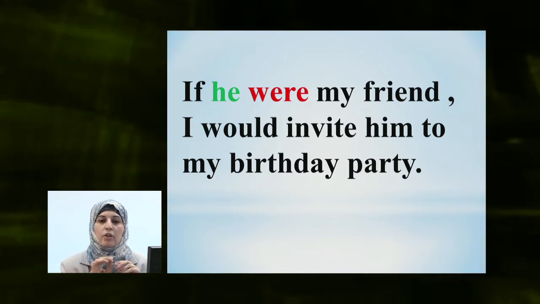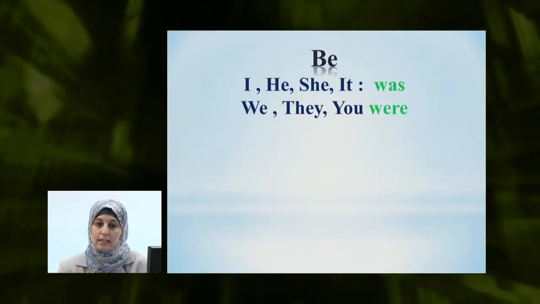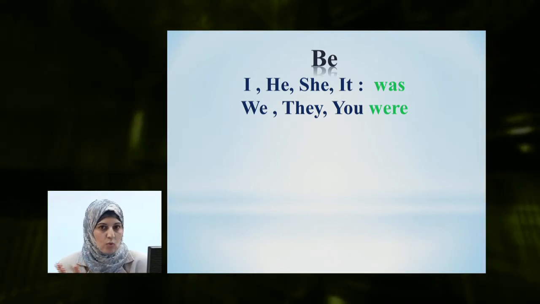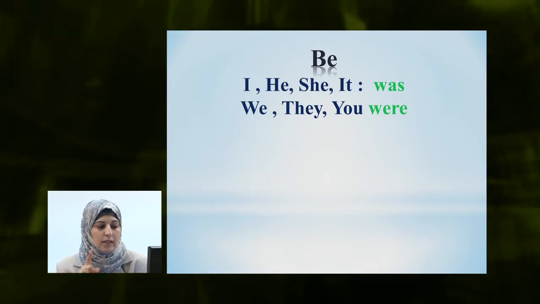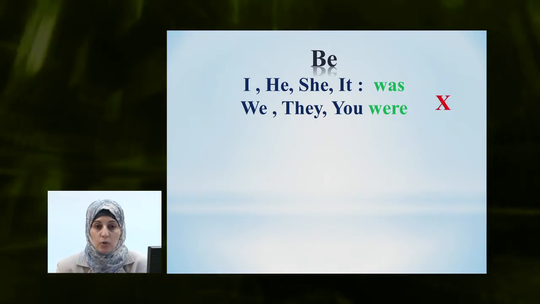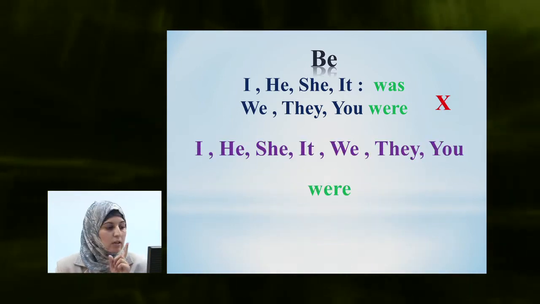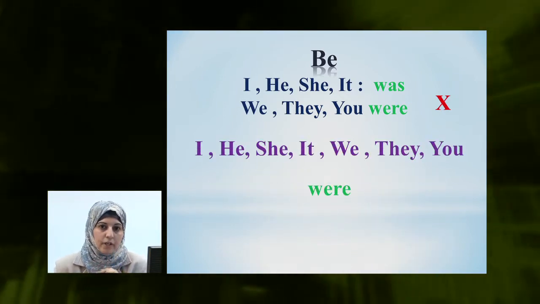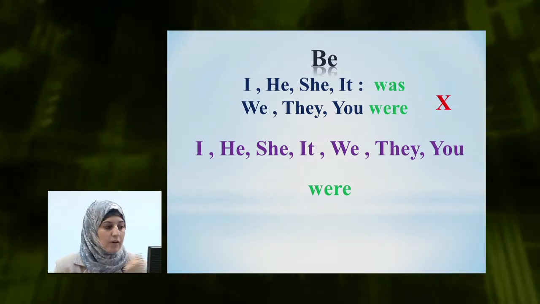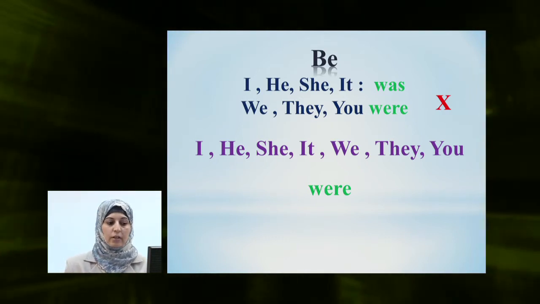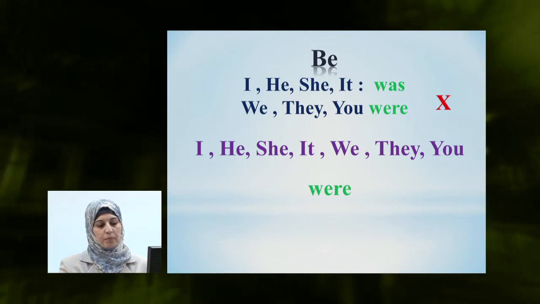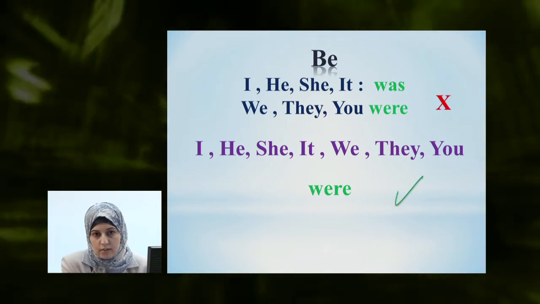No, actually here we are using conditional type 2, which is of course not talking about reality. So the rule that says he, she, it take was, and we, they, you take were is no more applicable here. Actually, all the pronouns take the verb were. So you say, if I were, if he were, if she were, if it were, if we were, if they were, and if you were. Only in conditional type 2.